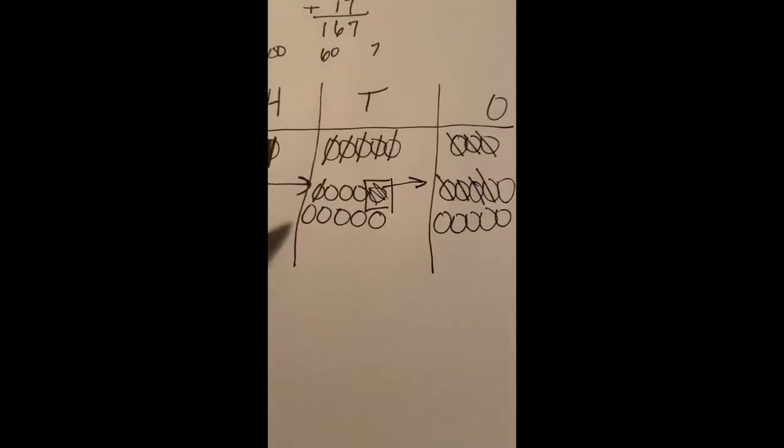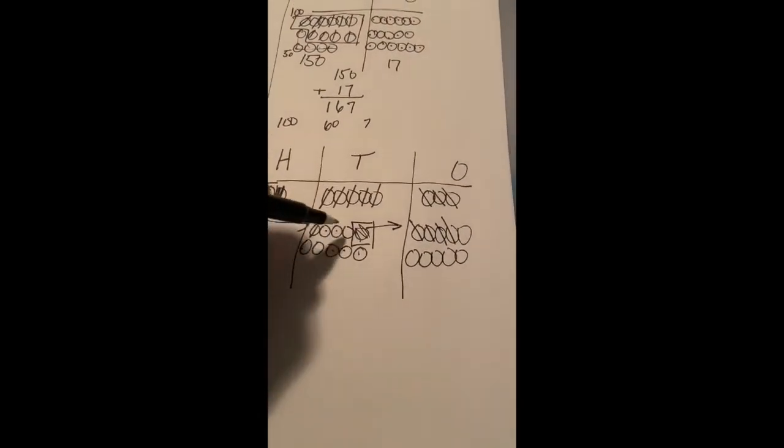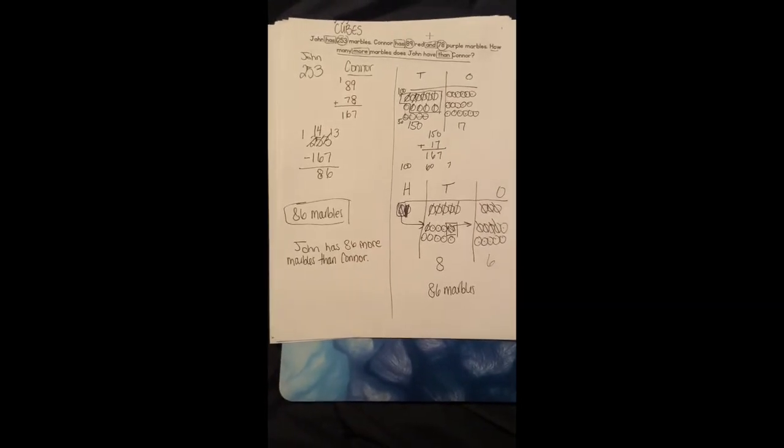Now I can see how many are still left over, which is how many John still has, so how much more he has. Let's start with the 10s. I have 8 tens and 6 ones, which makes that 80 and 6, so 86. So he has 86 more marbles, which is exactly what I said over here. So this is the whole thing for you to see.